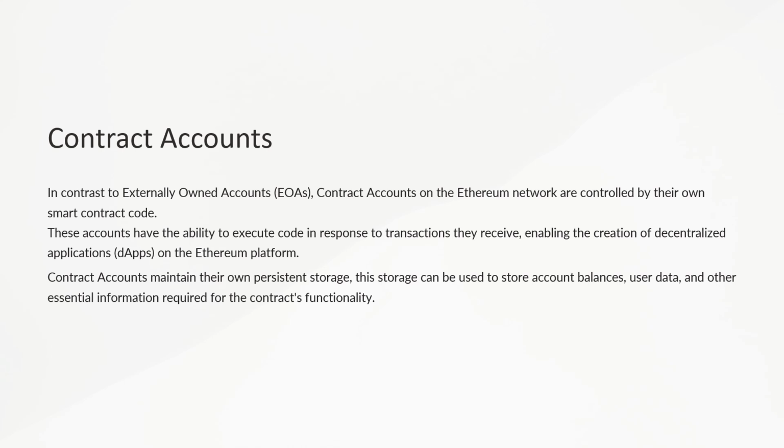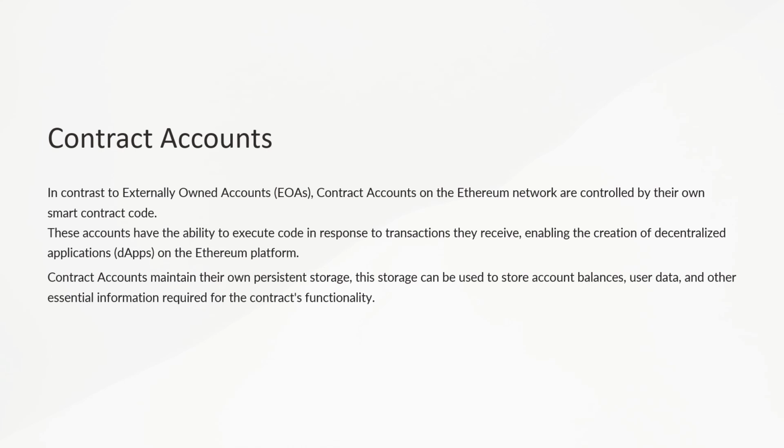These accounts have the ability to execute code in response to transactions they receive, enabling the creation of decentralized applications on the Ethereum platform. Contract accounts maintain their own persistent storage, allowing them to retain critical state information across multiple transactions. This storage can be used to store account balances, user data, and other essential information required for the contract's functionality. By leveraging this storage, contract accounts can perform complex automated tasks and facilitate a wide range of decentralized services from token management to decentralized finance applications.